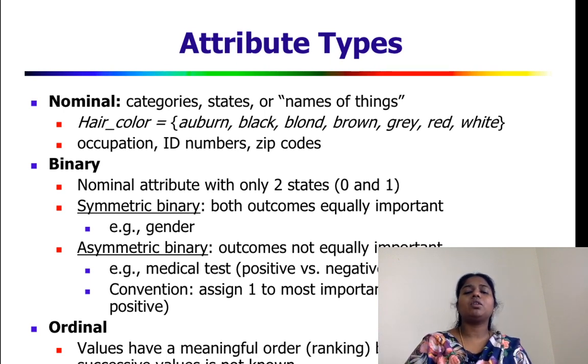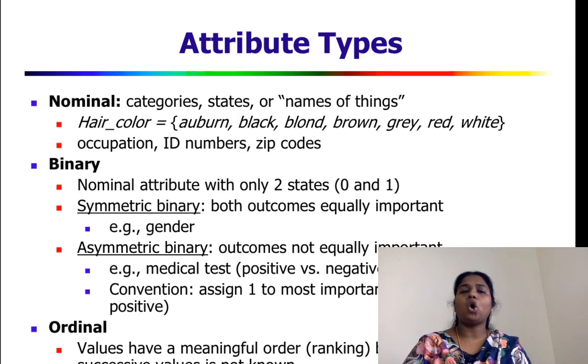There are certain values which are called ordinal. Ordinal are also like nominal values, which means they can only take values from a predefined set. But in nominal values, if I take the hair color, all the hair colors have equal value.